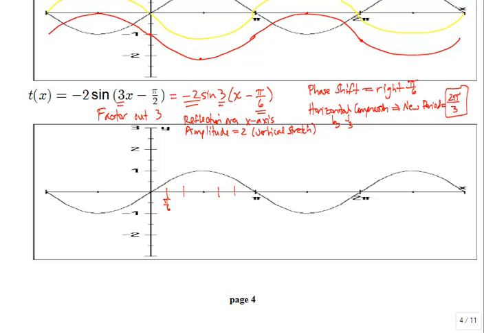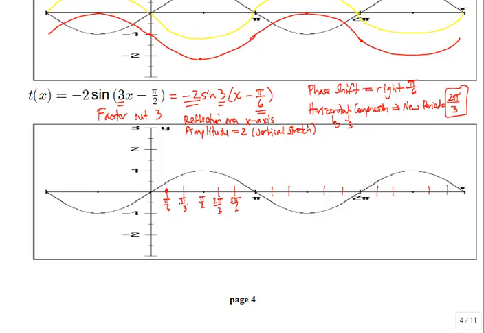This would be pi over 6. This would be 2 pi over 6, which is the same as pi over 3. This is pi over 2. This would be 4 pi over 6, which is 2 pi over 3, and this would be 5 pi over 6. You don't need to label them all, but you kind of need to know that you're chopping these up into 6 equal pieces. So I'm going to just add in a couple extra little tick marks everywhere. So if I'm shifting this to the right pi over 6, then instead of starting at the origin, now I want to start here.